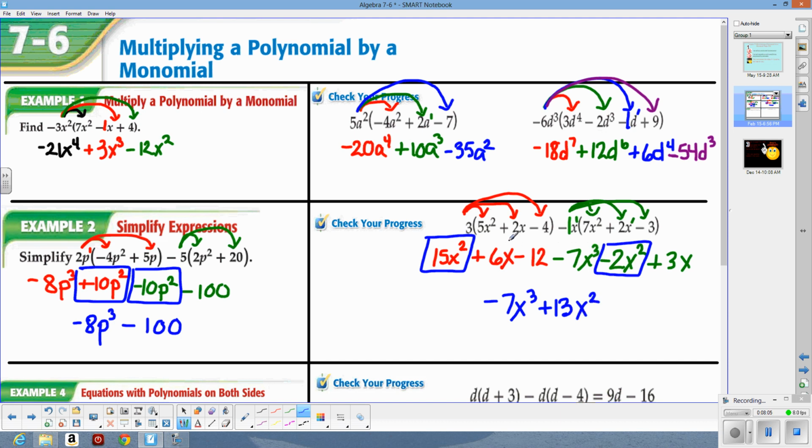Now we'll move on to the x's. We have a positive 6x and a positive 3x. So 6x plus 3x is 9x. And then our constant is by itself already, so minus 12. So negative 7x to the third plus 13x squared plus 9x minus 12 is the simplified expression. Remember, an expression is simplified when there are no like terms to be put together and there are no parentheses.